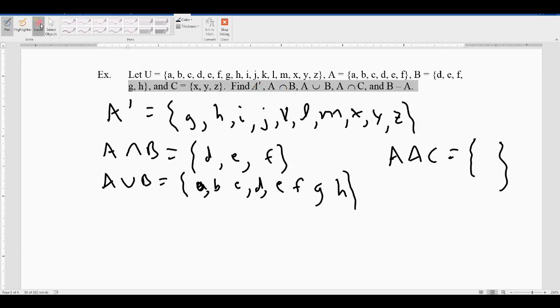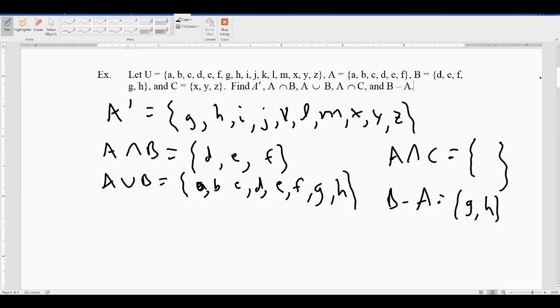I'm not sure what that is right there. Looking back at my stuff. That's the intersection. That should be an intersection. Which one? B minus A? We said it was just G and H.